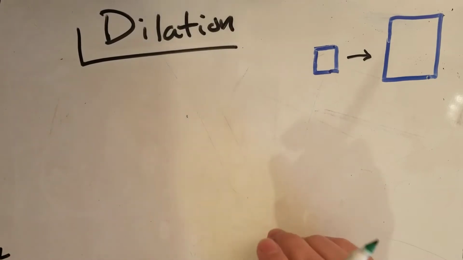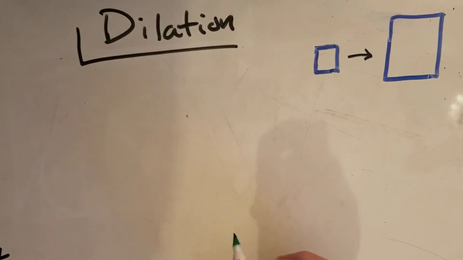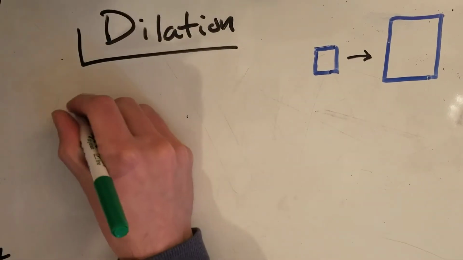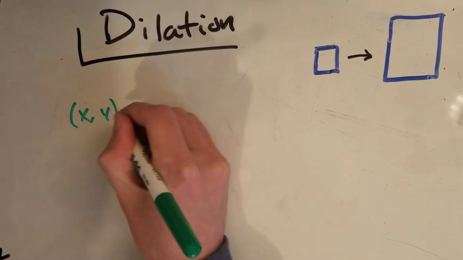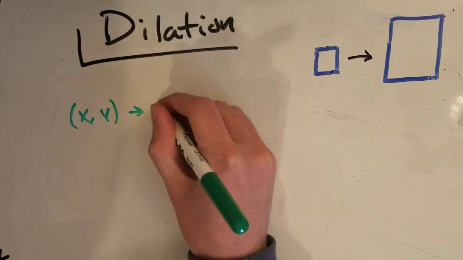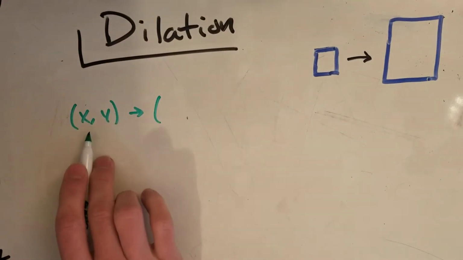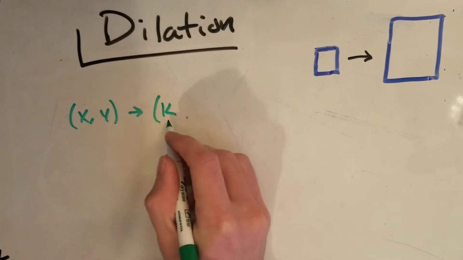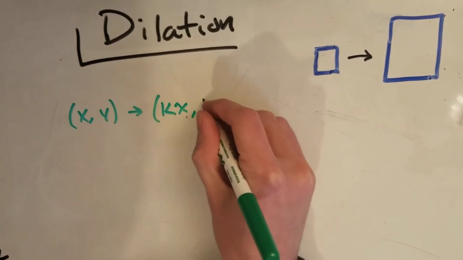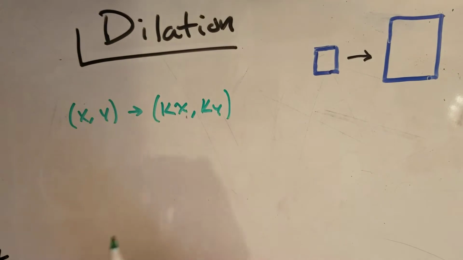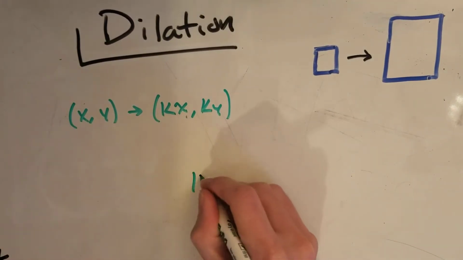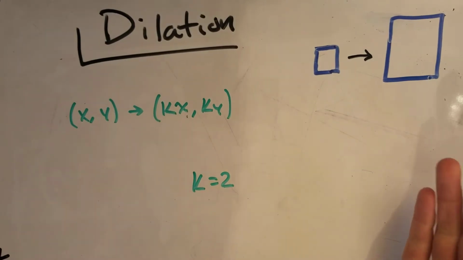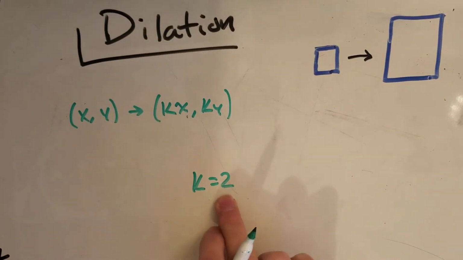When you have a dilation, there's something called a scale factor. The scale factor is how much larger or smaller you're getting. For a scale factor, we use the letter K, and that's just going to be a number. Some examples of K would be, let's say K equals 2. That means everything is going to get twice as large. Everything is going to become double the size.